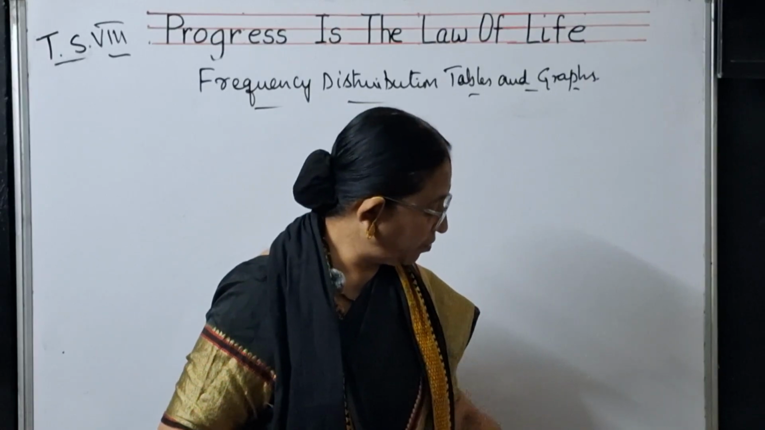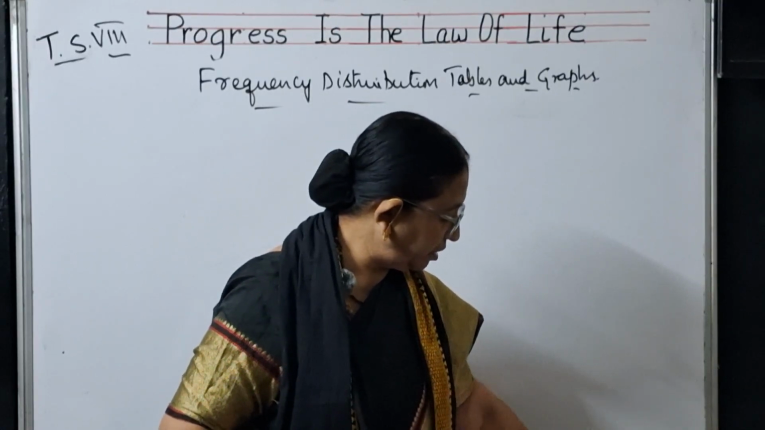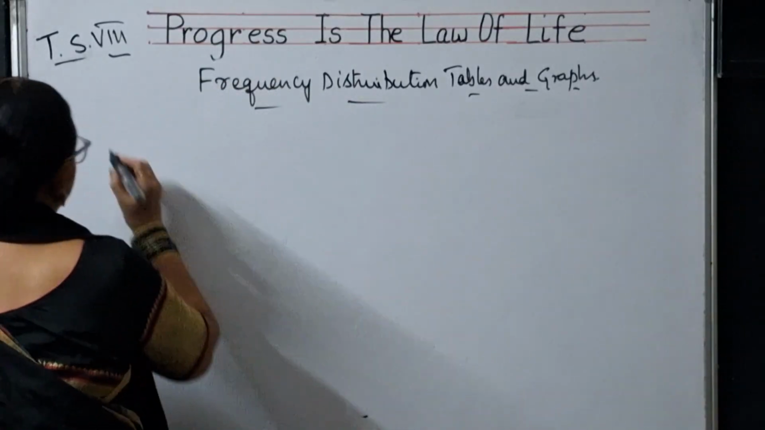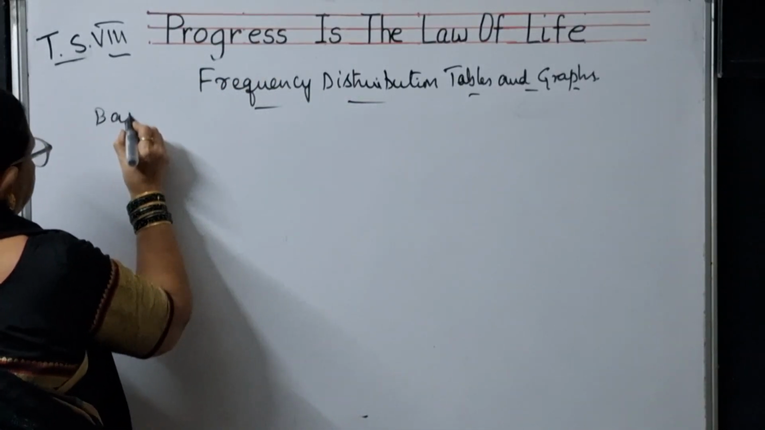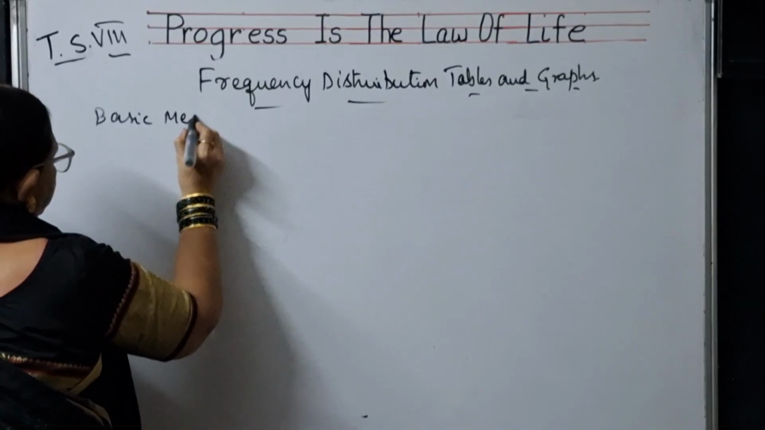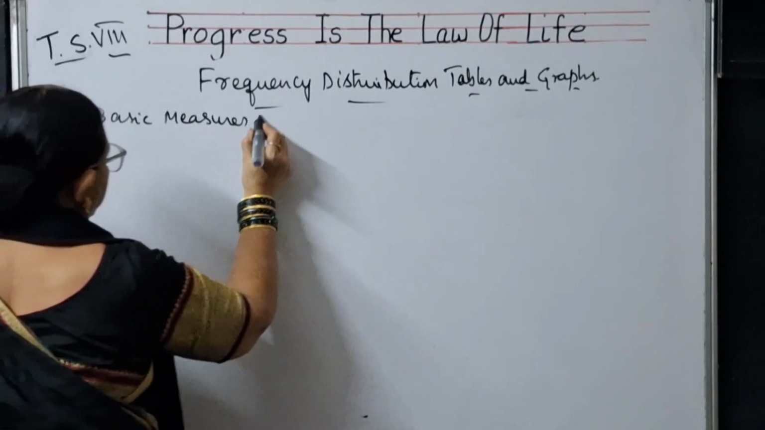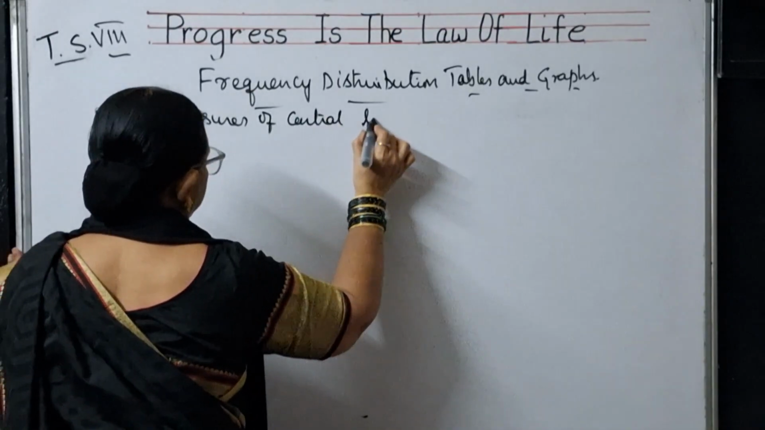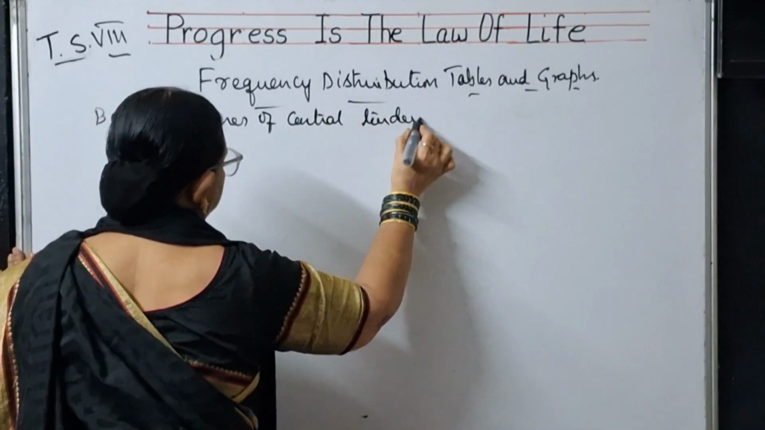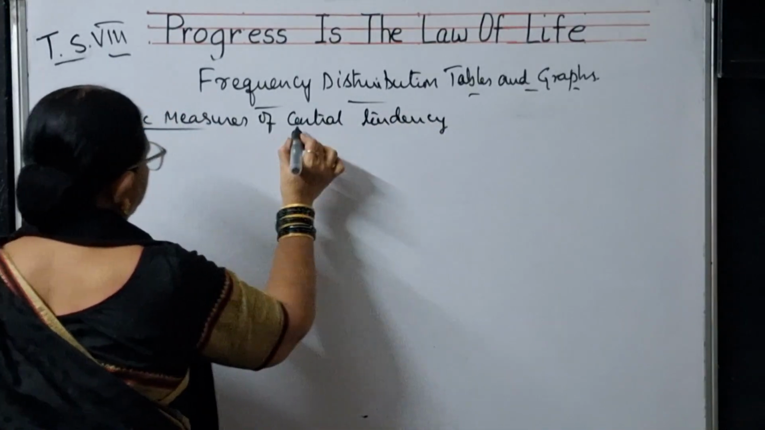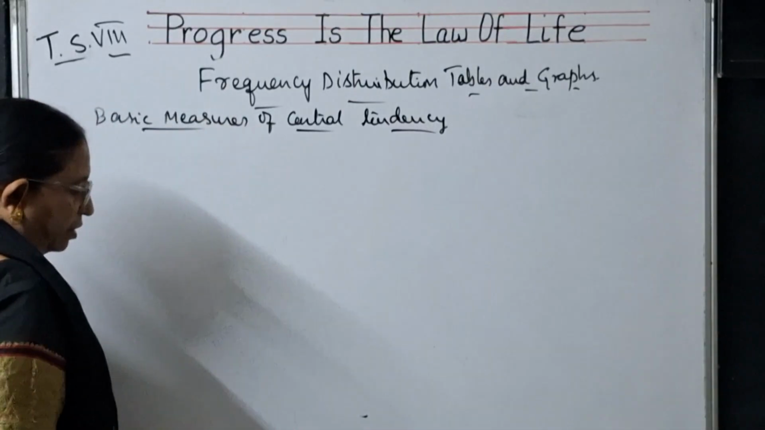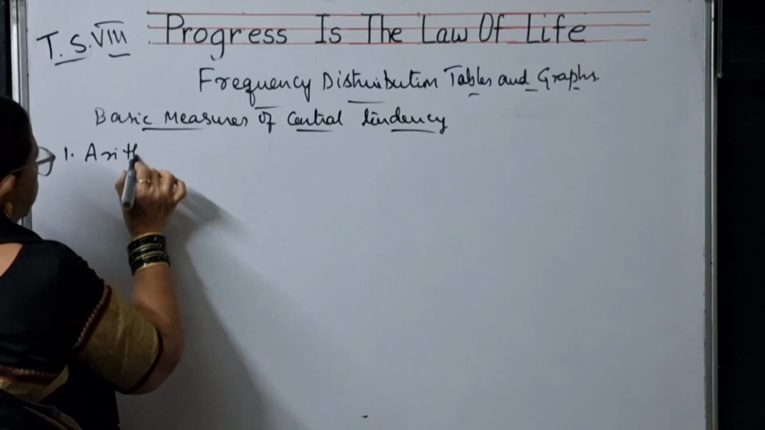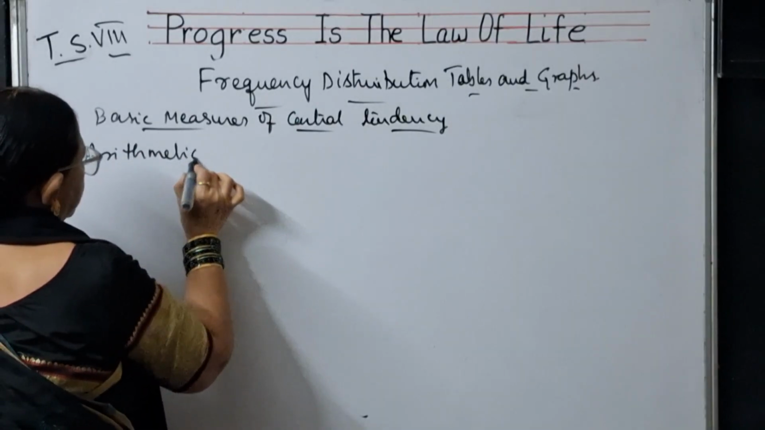So now the first one which you are going to do here is about basic measures of central tendency. You have different topics under it. The first one is about arithmetic mean.